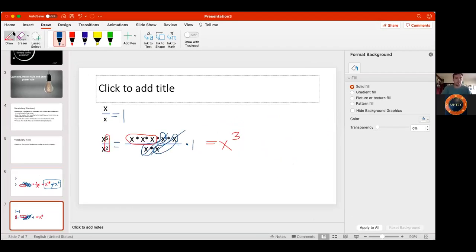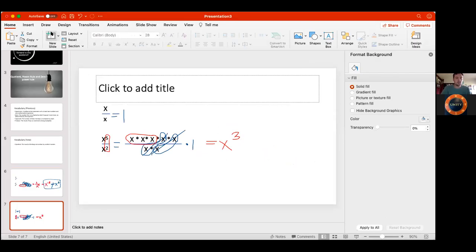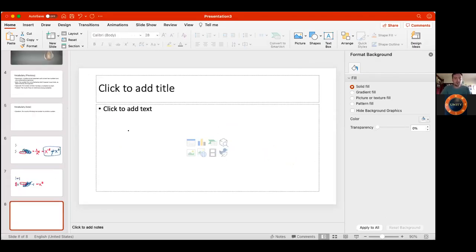Okay, so let's make a new slide. Okay, so we have a times a divided by a times a. Now, we know that a times a is the same thing as a squared, right? So you have a squared divided by a squared.